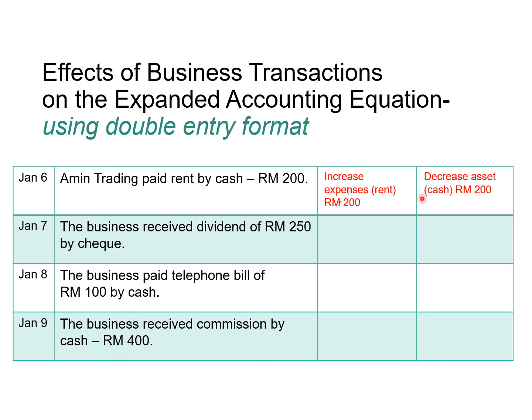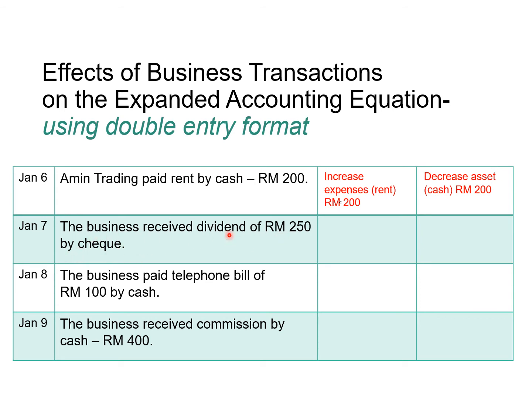Okay. So, imagine dalam you punya accounting equation, balance tak yang ni? So, dia akan increase expenses, decrease cash. Should be balance. Okay. Next, untuk January 7, the business received dividend of 250 by check. So, dividend ni hasil daripada investment dia. Dia terima dividend, maksudnya ni adalah hasil or revenue. Dan dia terima dividen tu menggunakan cek.